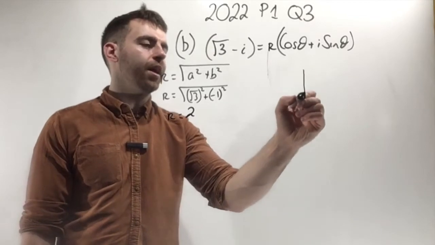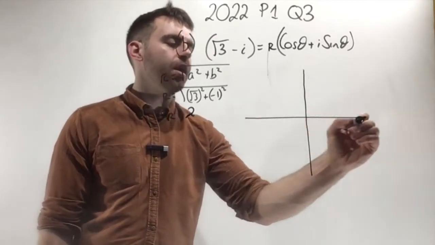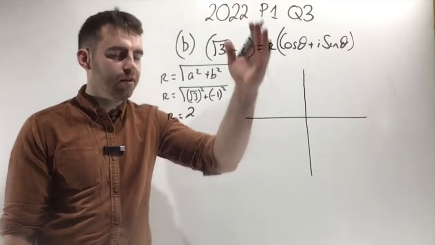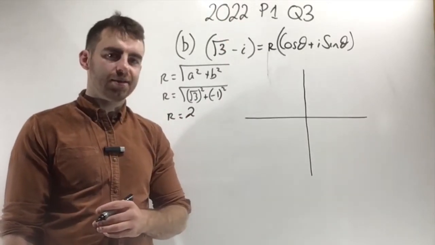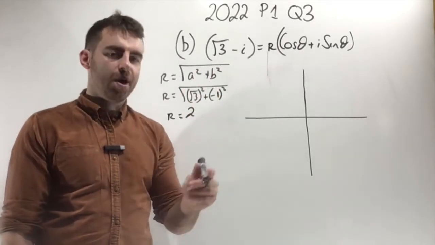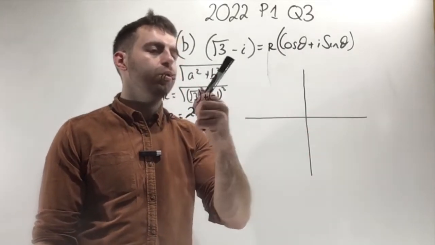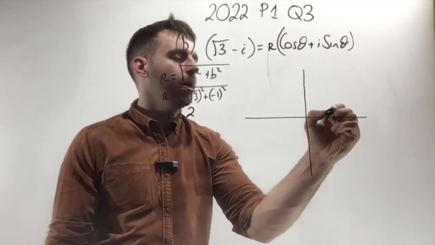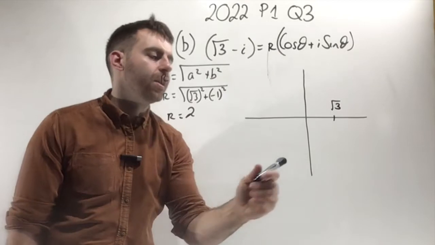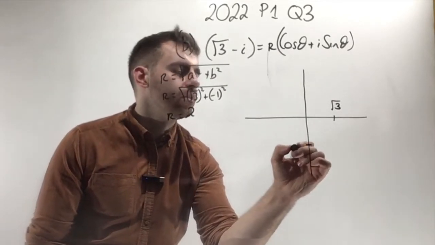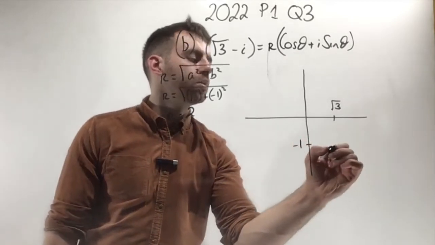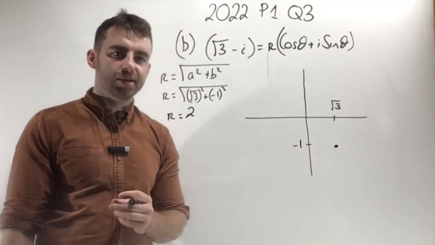In order to get theta, you need to draw yourself an Argand diagram, where the horizontal line represents the real axis and the vertical line represents the imaginary axis. I want to roughly sketch root 3 minus i on my Argand diagram. So root 3 is obviously positive, and its positive real value is out here. Minus 1i is obviously negative, so the negative part of the imaginary axis will be down here. So this is positive root 3, this is minus 1. I could say my complex number is there.